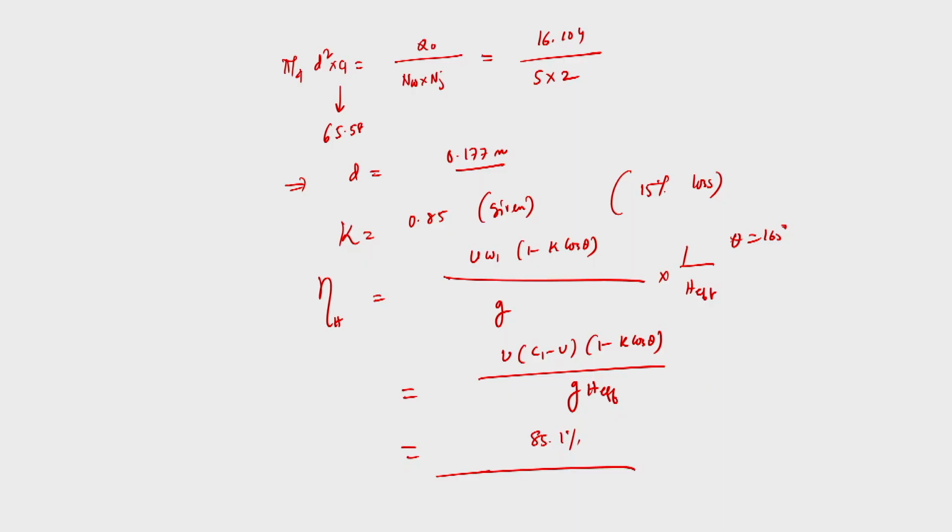Hydraulic efficiency is what we have defined here, U W1 into 1 minus cos theta by g, by H effective. H effective is the effective head available, but out of this effective head, how much is the power transferred to the fluid is what is important. Although we have H effective as something else, that head is not converted to an equivalent amount of kinetic energy or the energy of rotation of the wheel. From there we can calculate the hydraulic efficiency.